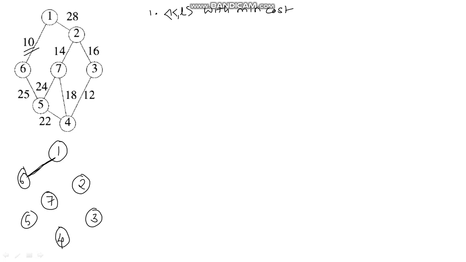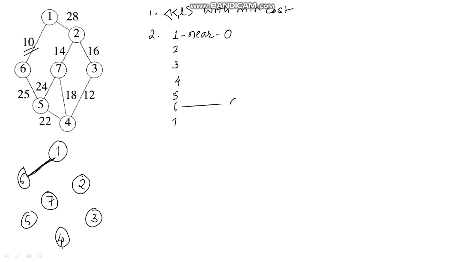After doing this, for all the vertices, let us say there are 7 vertices: 1, 2, 3, 4, 5, 6 and 7. For each vertex we find its near vertex. Near vertex of 1 is a vertex in the connected component with minimum cost. So 6 is a connected component now. The cost is 10, so near of 1 is 6.